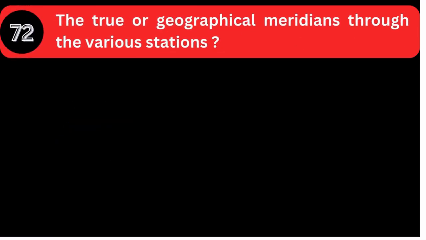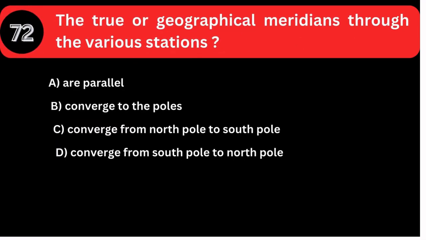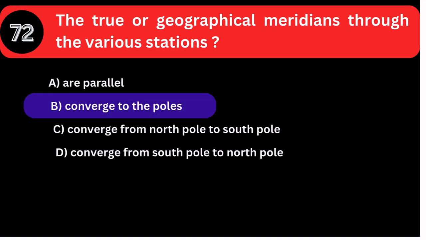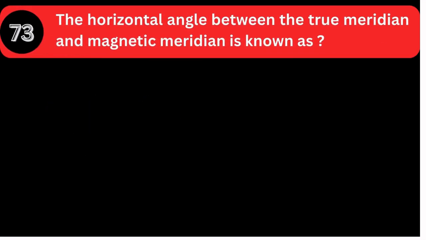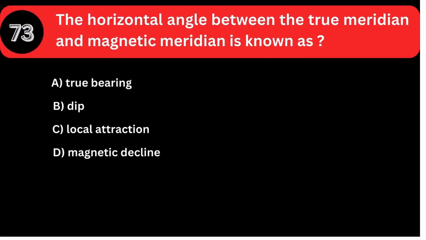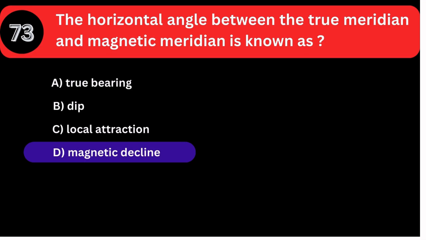The true or geographical meridians through the various stations. Options: A, are parallel; B, converge to the poles; C, converge from North Pole to South Pole; D, converge from South Pole to North Pole. Answer: B, converge to the poles. The horizontal angle between the true meridian and magnetic meridian is known as. Options: A, true bearing; B, dip; C, local attraction; D, magnetic declination. Answer: D, magnetic declination.